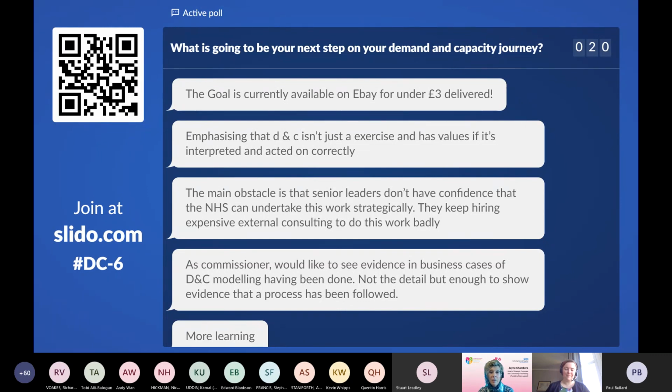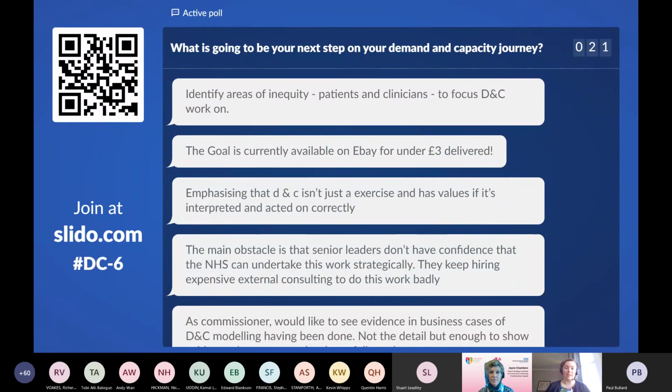Yeah. And don't ever give up. Keep banging the drum. And I would say turn to each other as well. So if you're doing it on your own in your organization, find someone from another organization that you can buddy up with and share ideas with, but also share frustrations with, and share when you win something. And having that sort of peer support can make a massive, massive difference. So yeah, I would really encourage people to connect up with each other. And yeah, this one here, emphasizing that demand and capacity isn't just an exercise and has value if it's interpreted and acted on correctly. Absolutely.